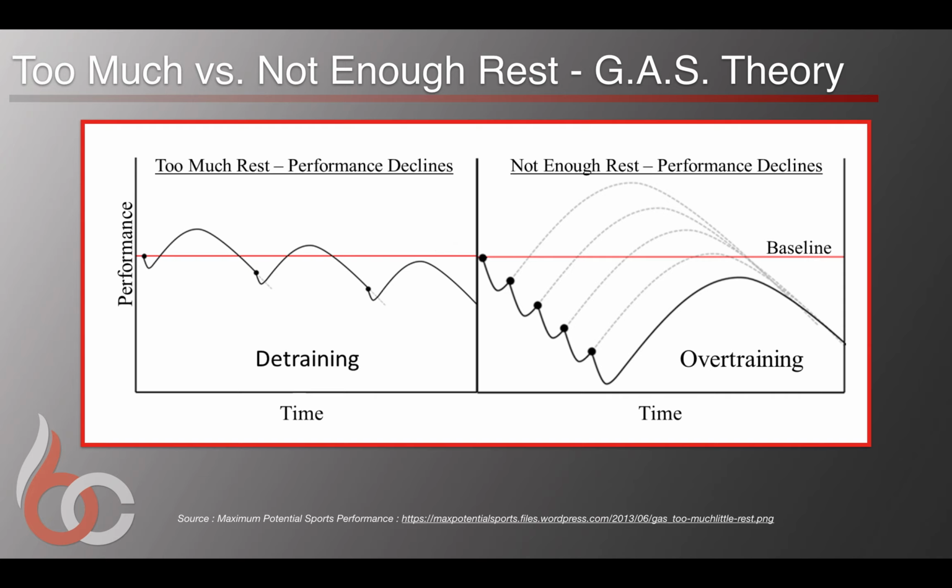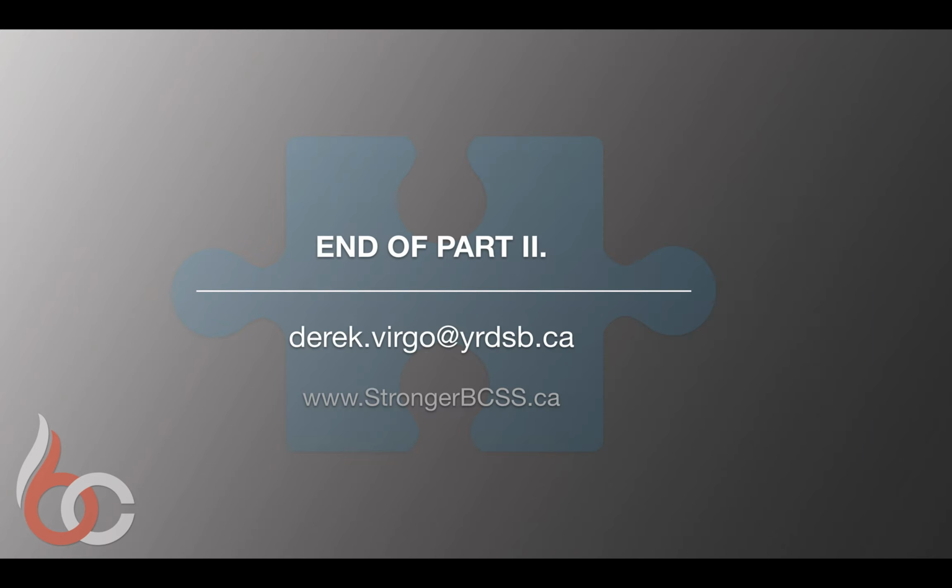But again, this particular image is probably most suitable here to kind of show how recovery being used too often or not often enough can essentially have the same outcome on an athlete, and that is a decline in overall performance. And so that's the end of part 2, and it's a perfect segue into part 3.